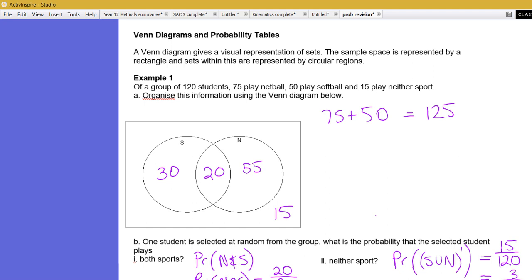And finally, softball but not netball. So softball but not netball is the probability of softball intersecting with not netball, and that would be 30 out of 120, which is 1 in 4.